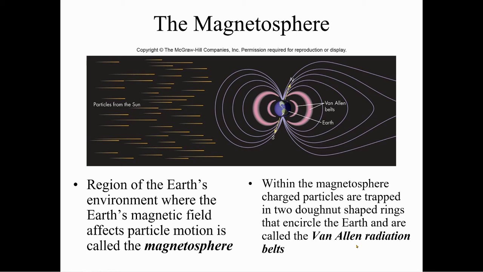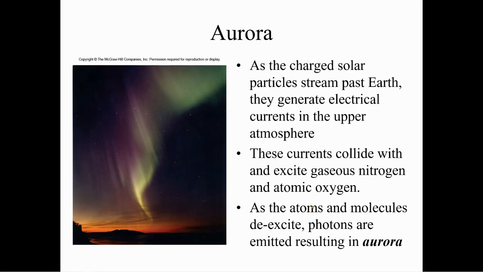Within the magnetosphere, charged particles are trapped in two donut-shaped rings that encircle the Earth and are known as the Van Allen radiation belts right here. These Van Allen radiation belts.